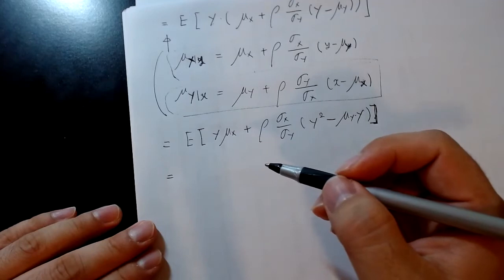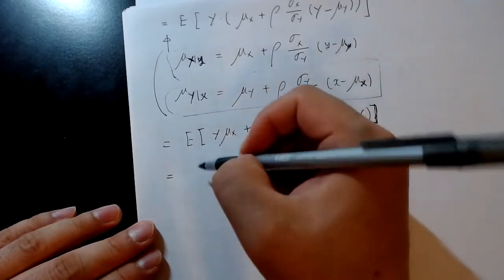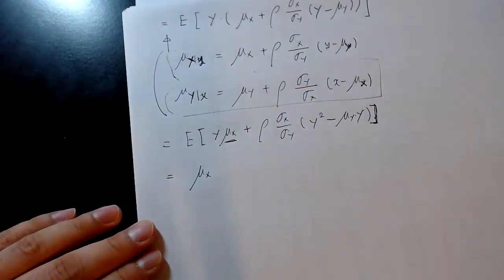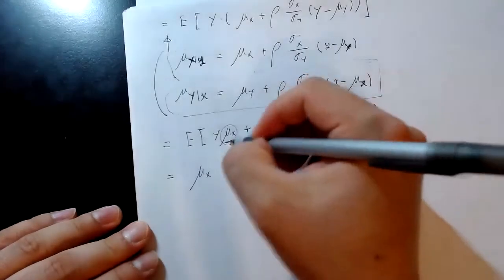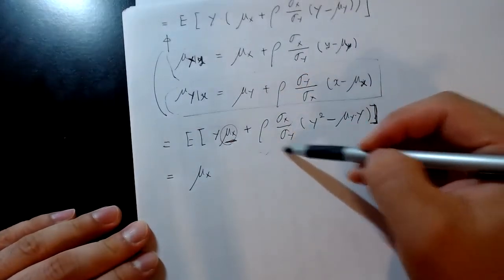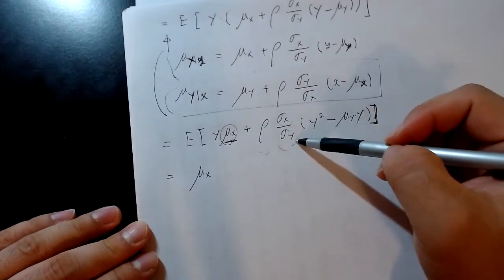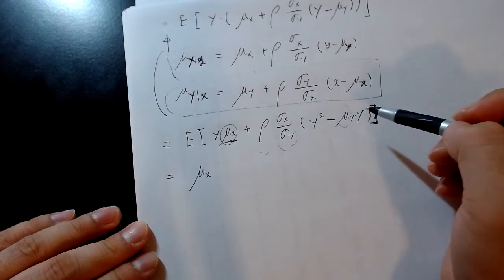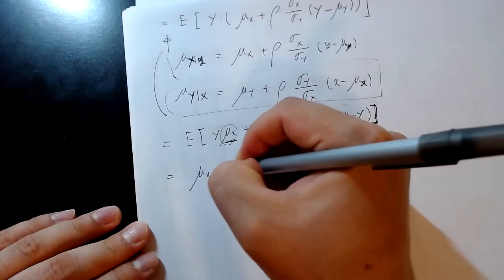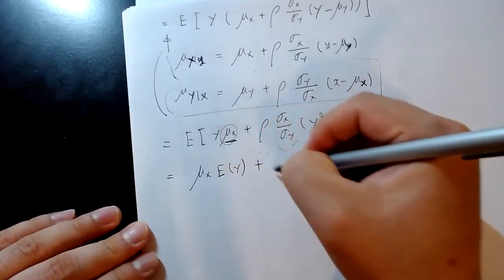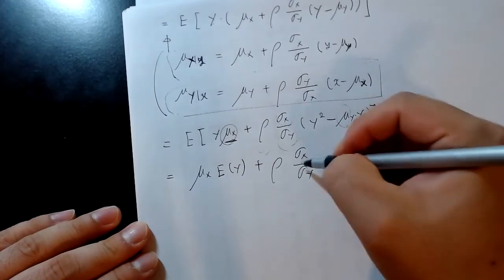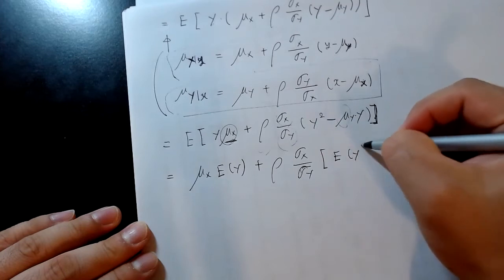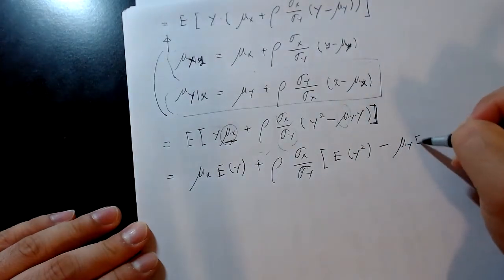So this is equal to mu x, because mu x is a mean, the mean of X, so it's a constant. Rho is constant, and sigma x and sigma y, all these three parameters must be constants, and mu y is a constant. So this is equal to mu x times the expected value of Y, plus rho sigma x sigma y times the expected value of Y squared, minus mu y times the expected value of Y.